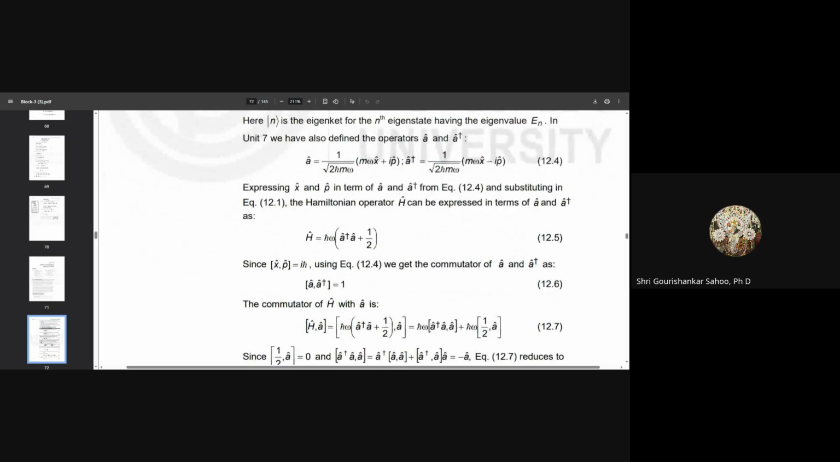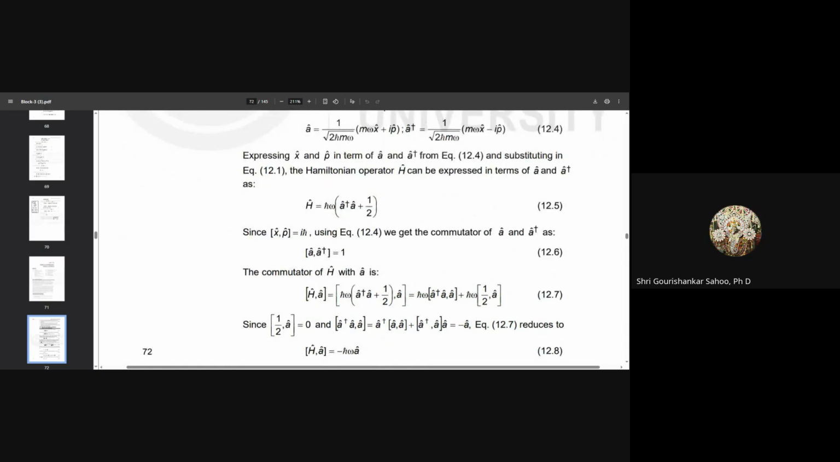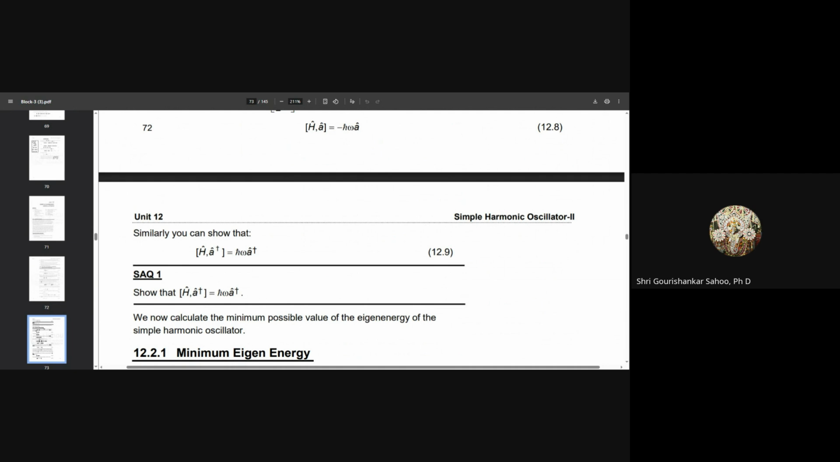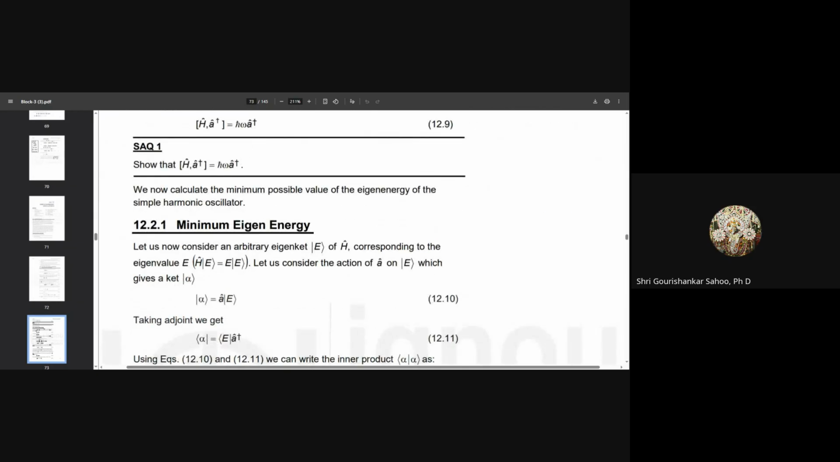And substituting these in the equation, the Hamiltonian operator H cap can be expressed as h cross omega (A cap dagger A cap plus half). So you know the commutation relation between position and momentum, x cap and p cap, that is i h cross. So similarly, you can have A cap, A cap dagger equal to 1 in commutation. So the commutator of H cap with A cap will give you minus h cross omega A cap. And you have the commutator of H cap with A cap dagger equal to h cross omega A cap dagger. So you can calculate the minimum energy from this.